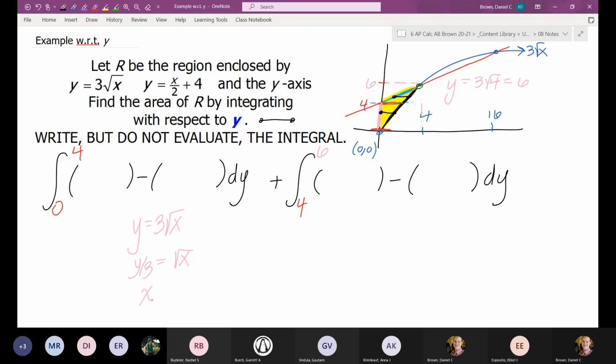And then square both sides. So x is equal to basically y squared over 9. Again, what is that? That is the exact same function. It would have graphed the exact same curve. We're just giving it a different name. Same thing for the line. This is the line in terms of x.